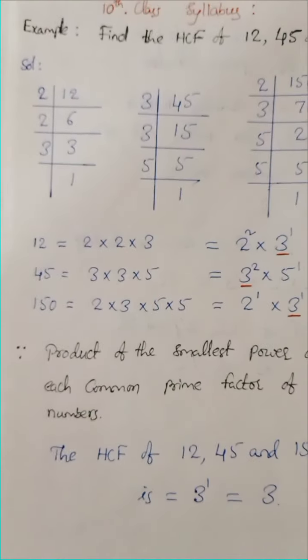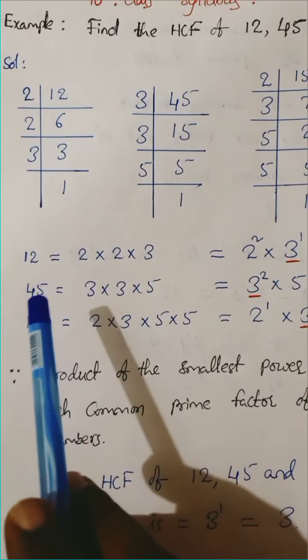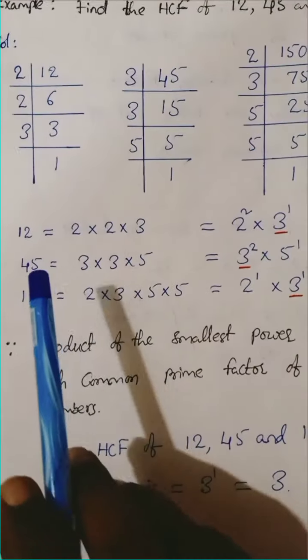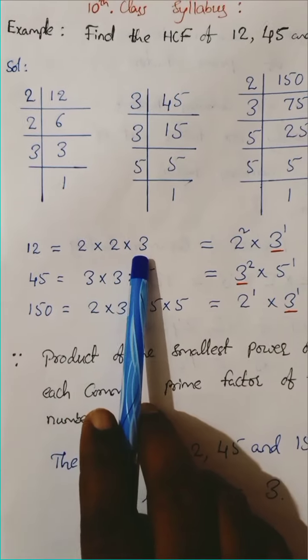So finally we write the prime factorizations. Here we write 12 is equal to 2 into 2 into 3.